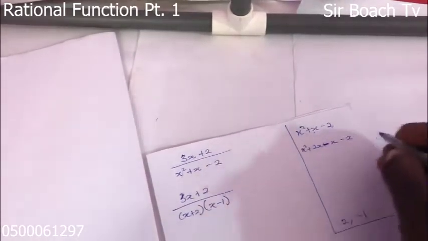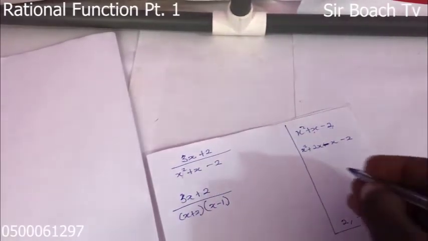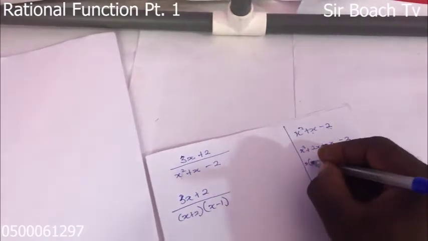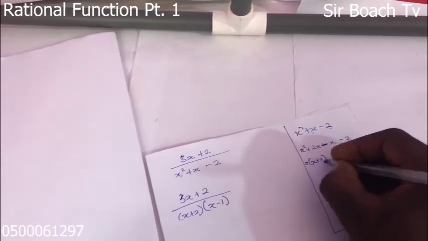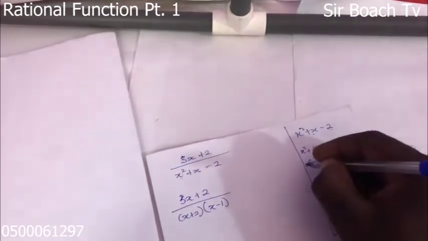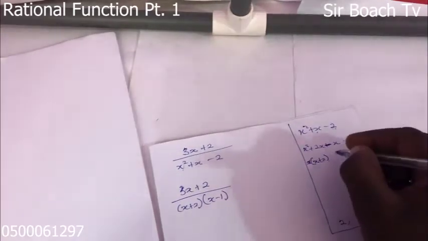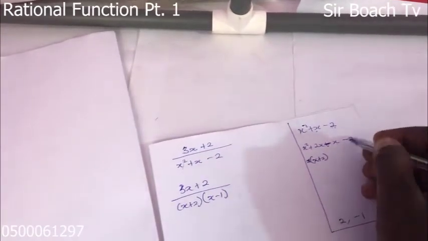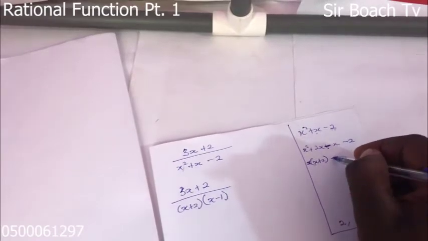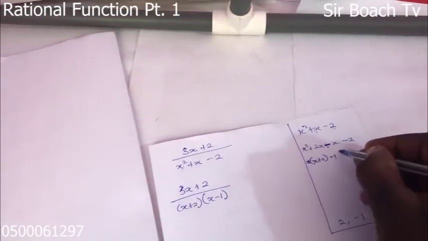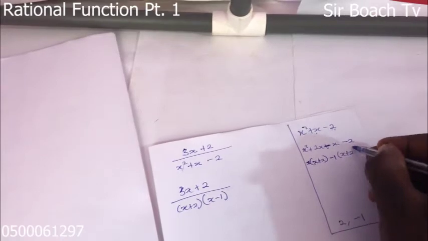Then we just group them and factorize. So we bring x out here, and we are going to get x plus 2 here. Then this one too. You see, we have minus and minus here. So if we bring minus 1 out, we are getting x plus 2 here.